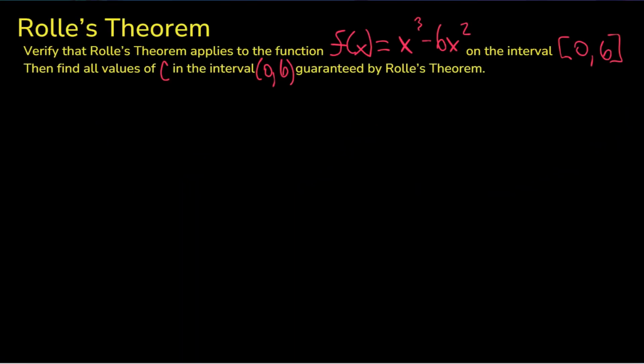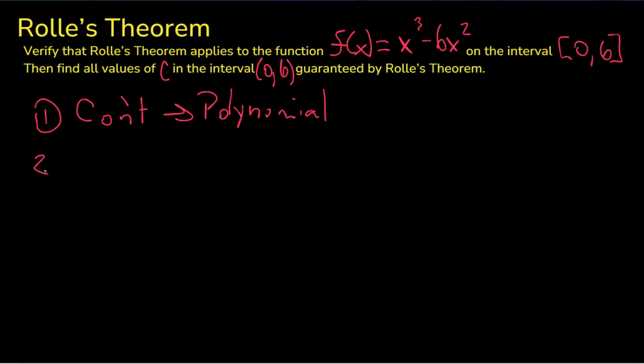So here's an example. We want to verify that Rolle's theorem applies to the function x cubed minus 6x squared on the closed interval 0 to 6. Then find all values of c in that interval 0 to 6 guaranteed by Rolle's theorem. So the first thing we want to note is, is the function continuous? Well, it is continuous because it's a polynomial, and all polynomials are continuous on their domain.